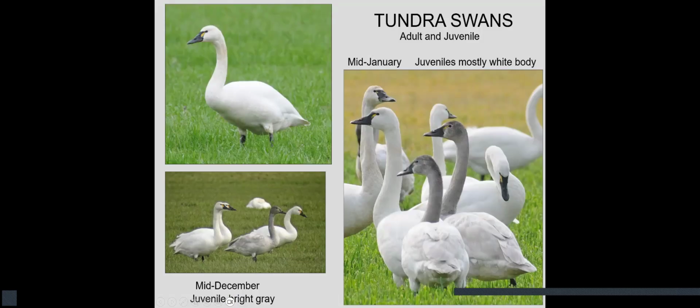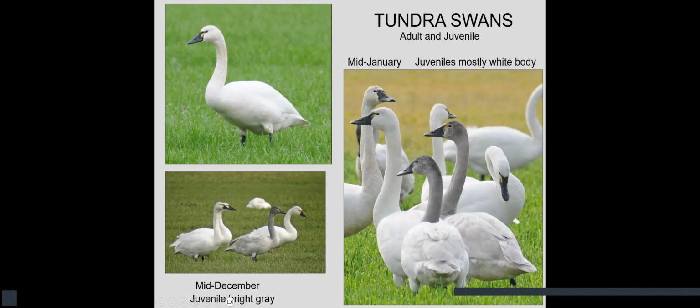Tundra swan, adult versus juvenile. Here's an adult trumpeter swan on the upper left. And on the lower left, we'll see tundra swans with a juvenile in mid-December. They are a lighter, brighter gray. They also have black at the base, black at the tip, and pink mottling, if you will. And over here in mid-January, the tundra swan juveniles begin to turn all white in the body, much, much lighter gray than a trumpeter ever would.